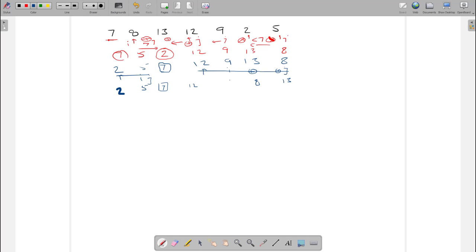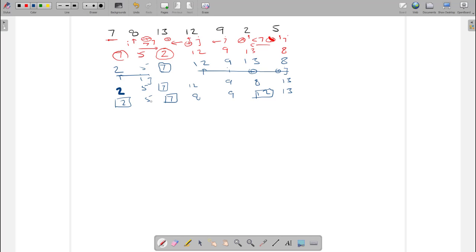9 is written as is, right? But where had J stopped? J had stopped over. So if we look at I, then I would go to 8. It has crossed over. So now 12 and 8 will be interchanged. So this will come as 8, 12, 9, 13, 7, 5, and 2. And out of these, 2, 7, and 12 are in their right positions.